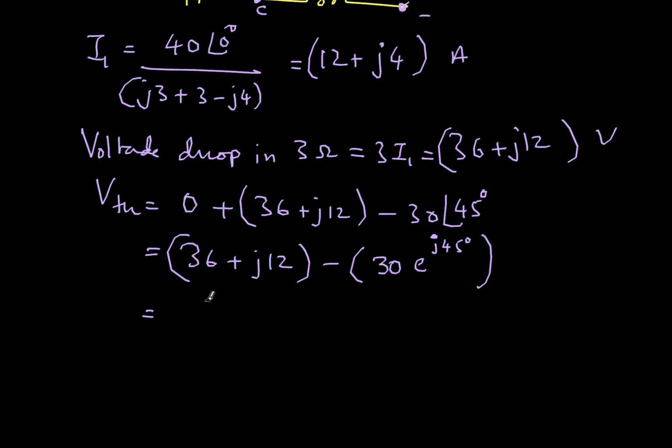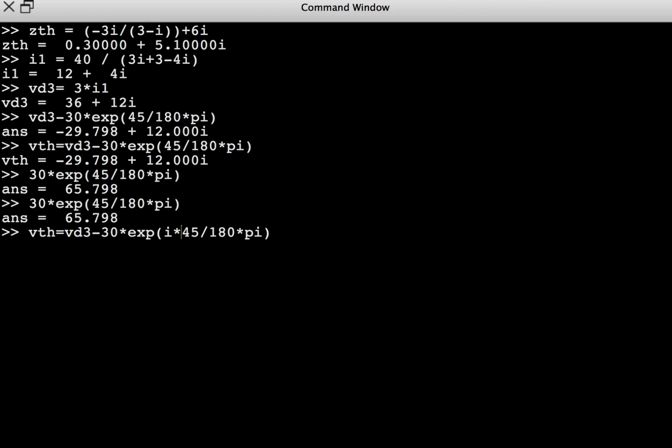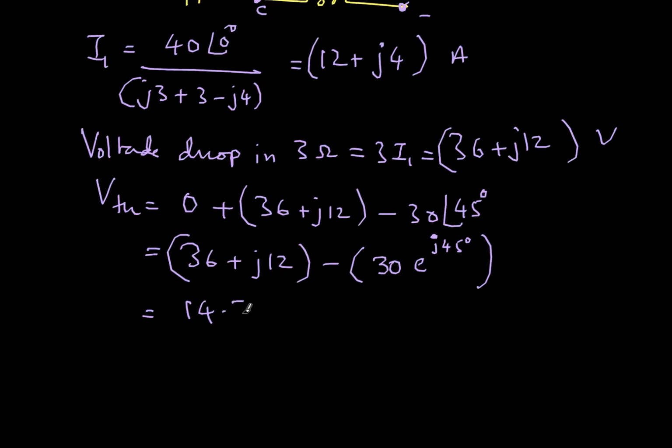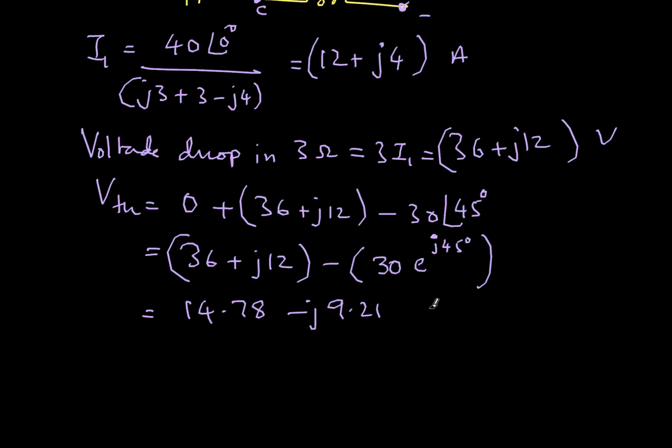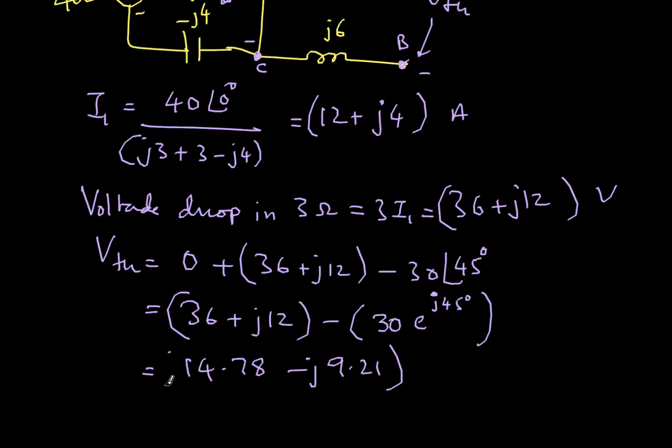So what did I write here? Yeah, I have written J here. So this J I have to multiply. So now I get the Thevenin's voltage, that is 14.78 minus J 9.21. That's it. So now my two steps are over. This is the Thevenin's impedance and voltage.